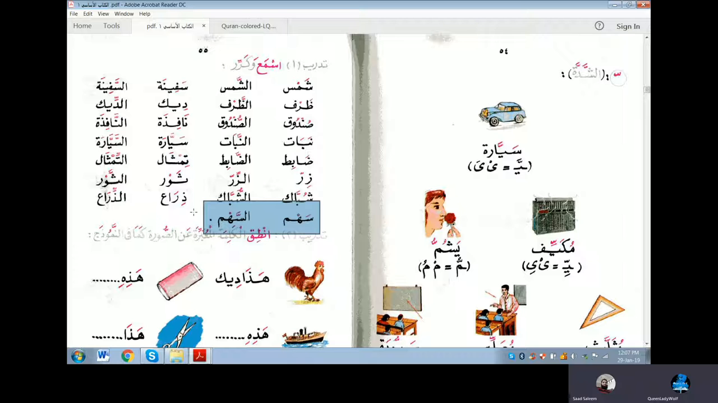Is that Saham? Yes, Saham. We learned this word today. Is it harem or tower? It is arrow. It's an arrow. Okay, Saham is an arrow.